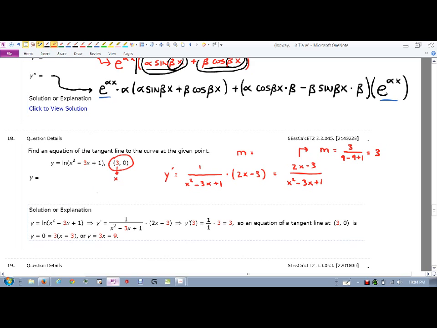So the equation of my tangent line is now, using the formula we've been using, y minus y1 equals m, which is 3, times x minus x1. X1 is 3. So that's this right here. And then just distribute through here. 3 goes through, and then 0 doesn't matter. So that's what you get.